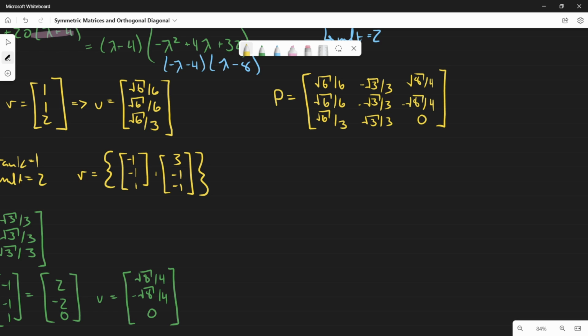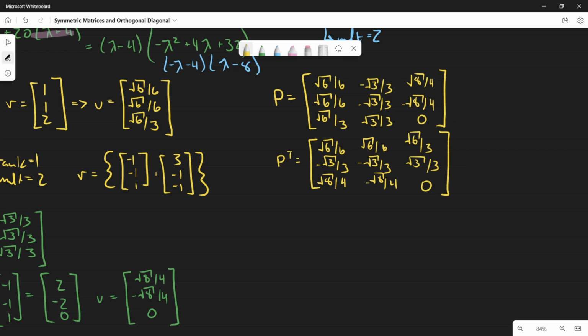And then to find the inverse, well, because this is already an orthogonal matrix, just find the transpose, so that will be root 6 over 6, and then 6 over, not 3, is 6. It's the other one that's root 3 over 3. Negative root 3 over 3, negative root 3 over 3, and then root 3 over 3, which is 0, root 8 over 4, and then negative root 8 over 4. And there we have it.